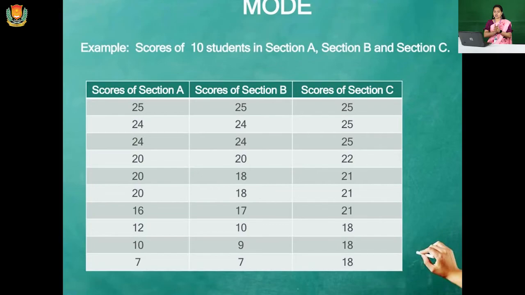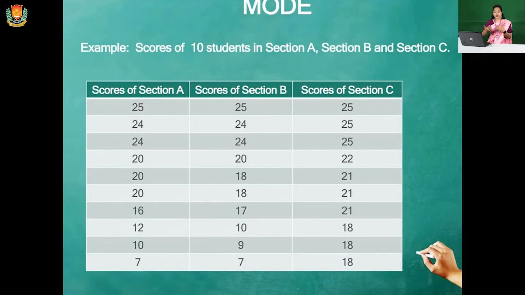Okay, so I have data here that consists of 10 students each of section A, section B, and section C who are getting scores. Now I need to calculate the mode, the recurring value. For a particular class, the mode can be given by opinion or by observation. For section A, I have the values 25, 24, 24, 20, 20, 20, 16, 12, 10, 7.